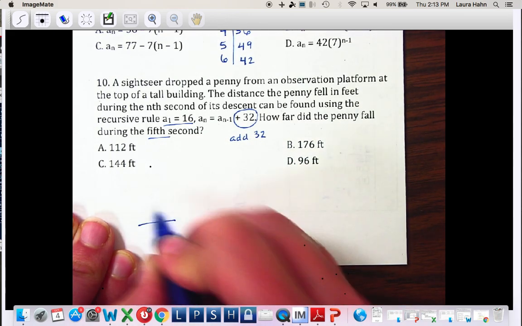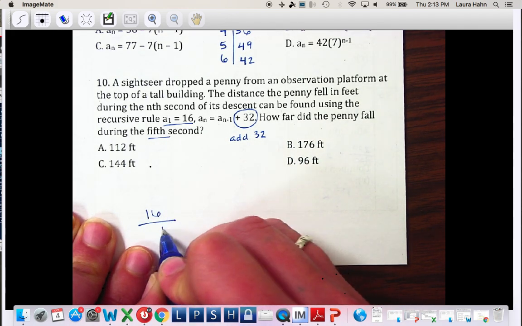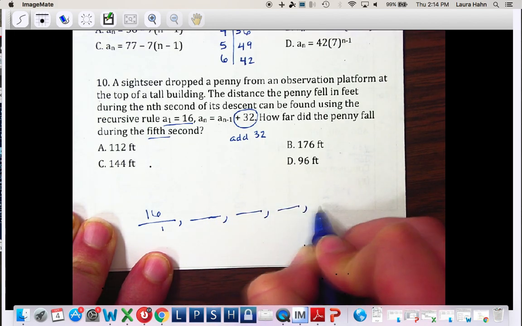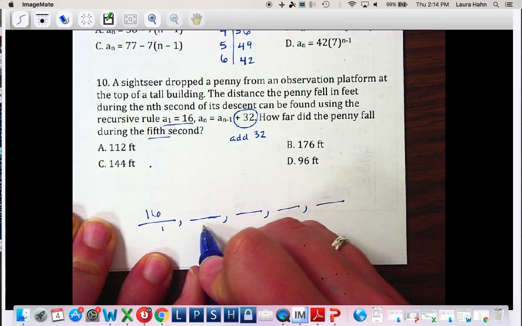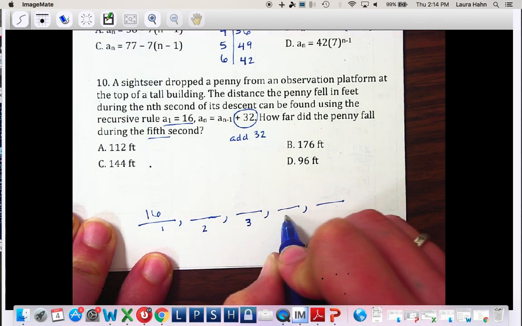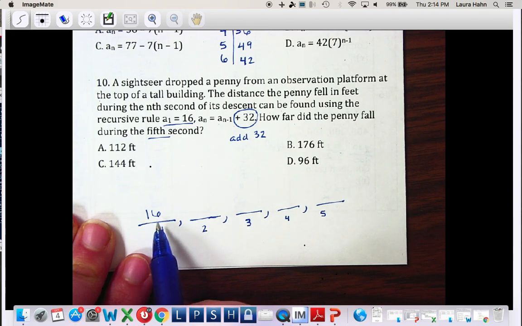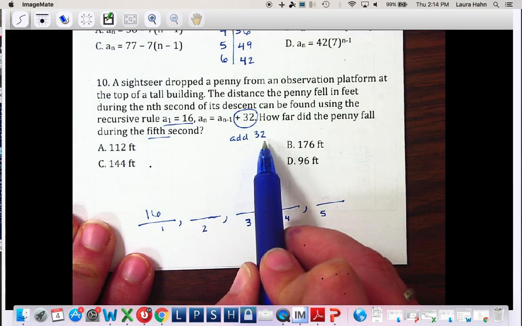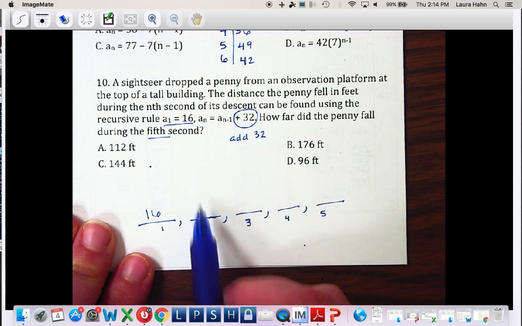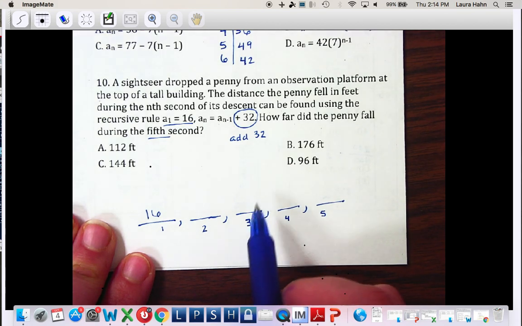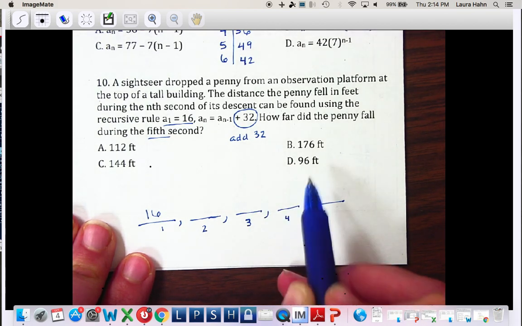So I know the first one is 16, right? And it's asking about the fifth. So I'm going to start at 16 and add 32 every time. So do 16 plus 32, put that number here. Then take this number and add 32 again. That goes here. Add 32 again, write that here until you find the answer.